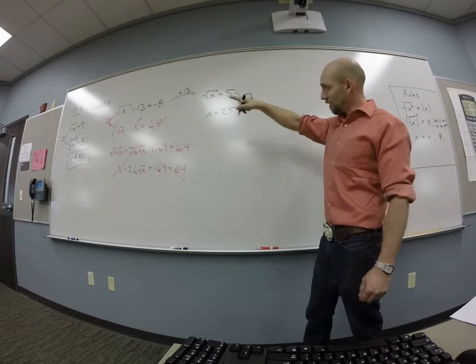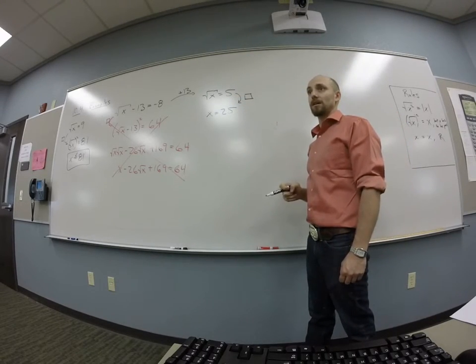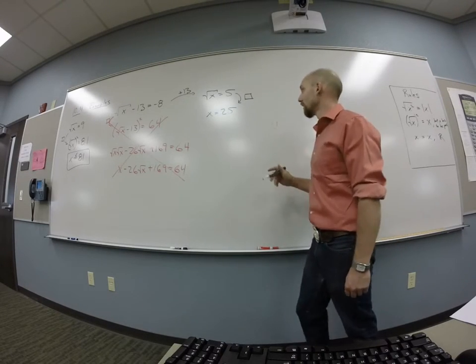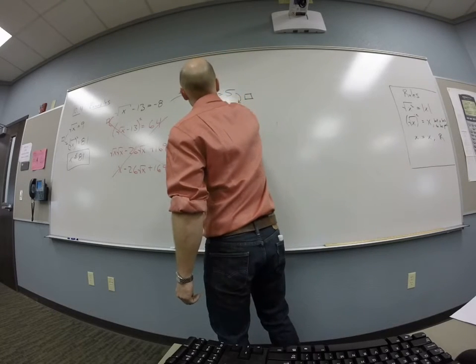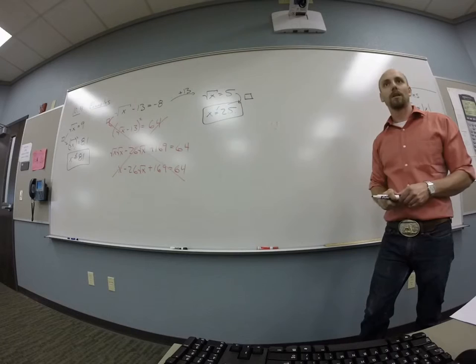So is the square root of 25 minus 13. See, square root of 25 is 5. Minus 13 is negative 8. Check. You guys cool with that?